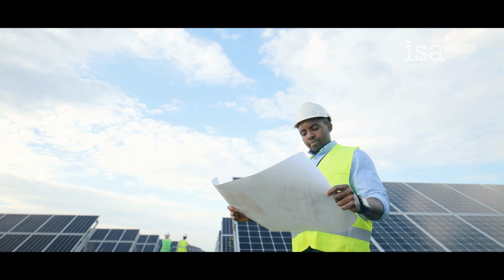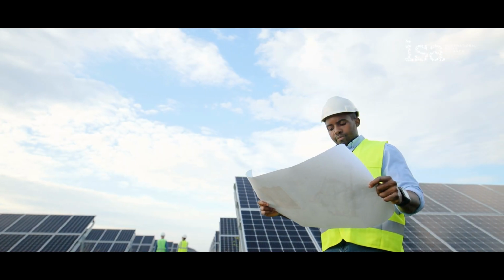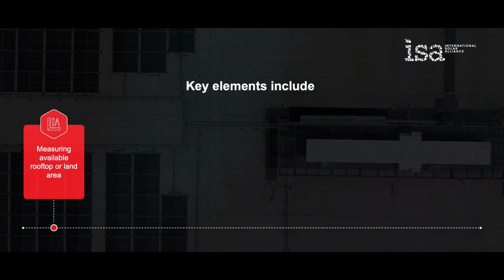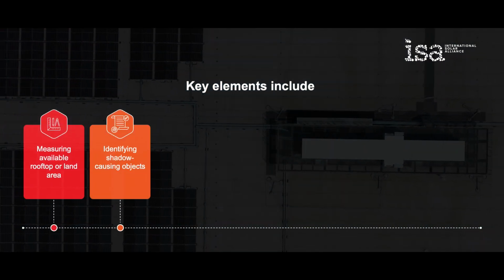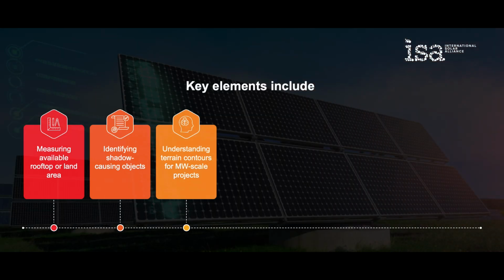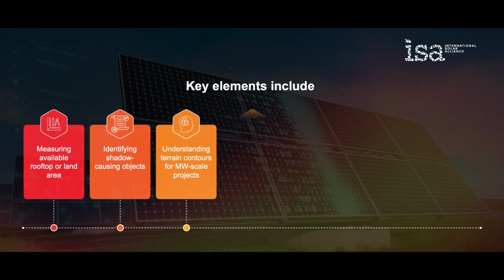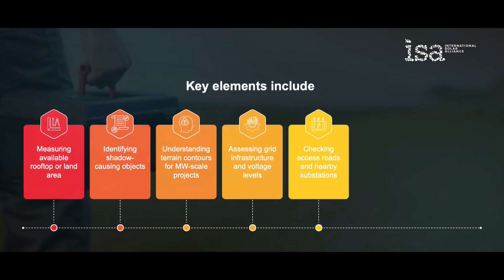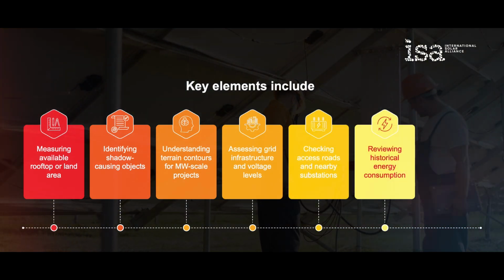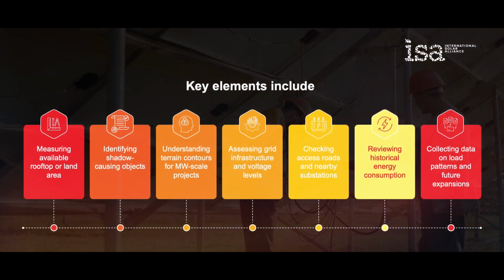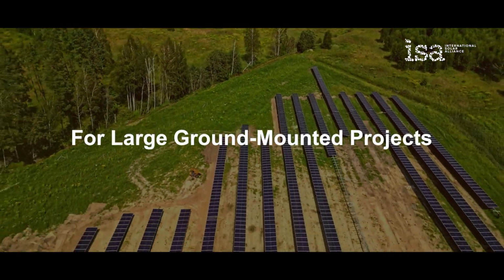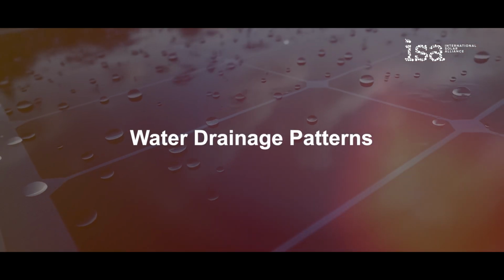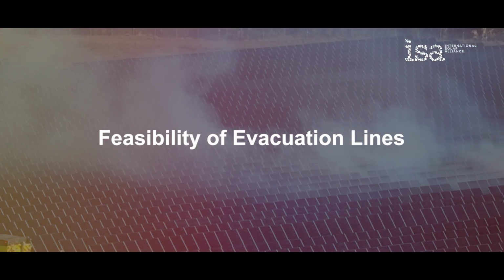A site survey begins with an initial site visit to gather physical, electrical, and commercial information. Key elements include measuring available rooftop or land area, identifying shadow-causing objects, understanding terrain contours for MW scale projects, assessing grid infrastructure and voltage levels, checking access roads and nearby substations, reviewing historical energy consumption, collecting data on load patterns and future expansions. For large ground-mounted projects, the survey includes soil type, presence of rocks, water drainage patterns, land ownership and boundaries, feasibility of evacuation lines.